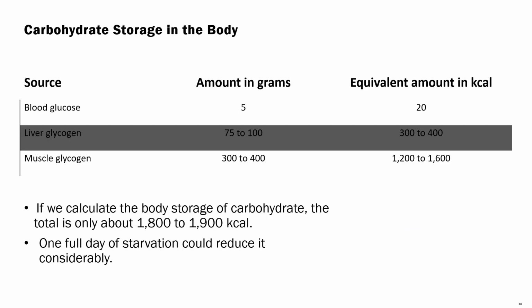The total body storage of carbohydrates in the form of glycogen amounts to a limited energy reserve. So, in estimating that glycogen storage capacity, blood has a very limited capacity to store carbohydrates. You'll see it's 5 grams, and so equivalent to about 20 kcal, versus the liver, which can store approximately 100 grams of glycogen. And so if we multiply, again, we know 4 kcal per gram for carbohydrates. That would be about 400 kcal.